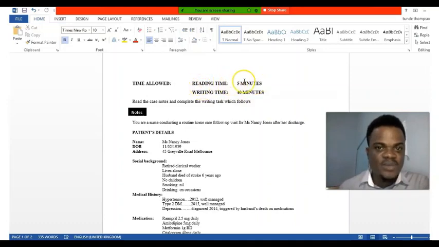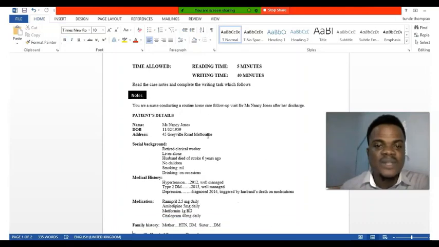The first 5 minutes will be the reading time, while 40 minutes will be for writing. During the reading time, you're not expected to write or jot anything. You are just expected to go through your writing task. So how you maximize this reading time is very crucial.